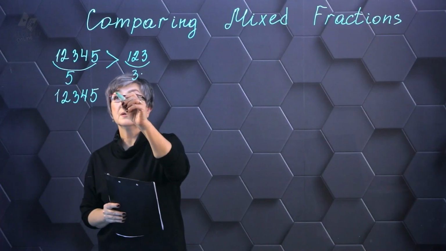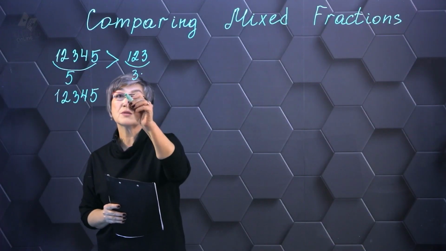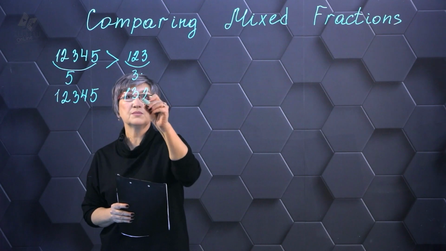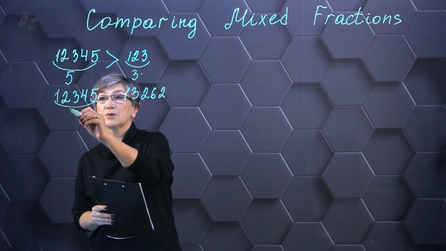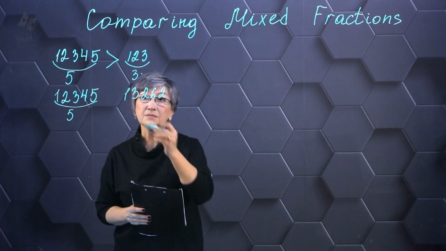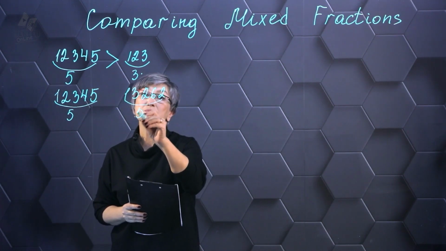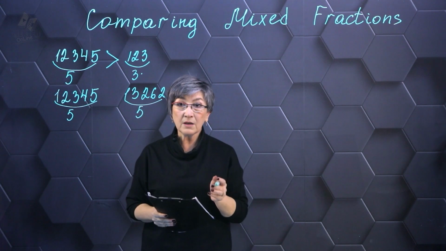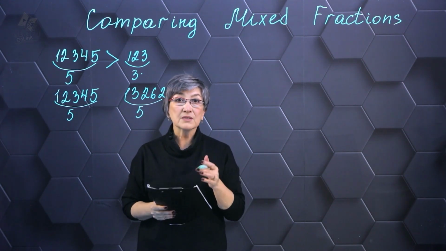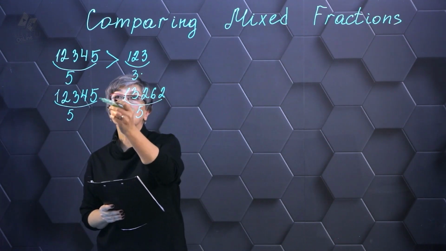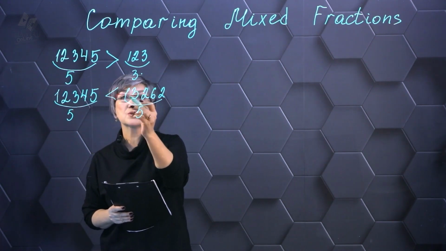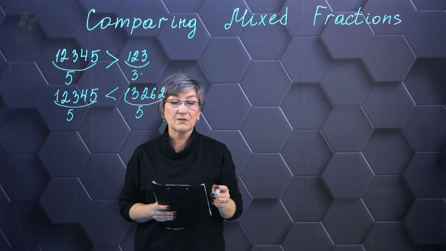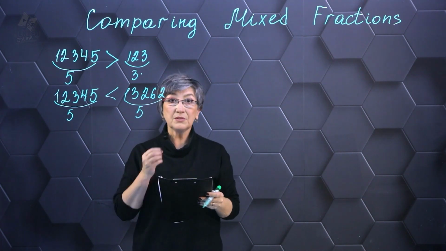If we have a situation where I have numbers that are written with the same number of digits, well, let's say 12,345 and 13,262. In this case, the number is written using 5 digits, and in this case, the number is written using 5 digits. I am sure you have already compared these numbers and said that the number 12,345 is less than the number 13,262. What did you do?